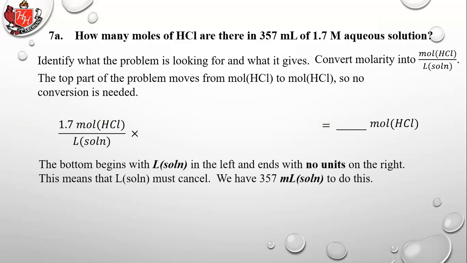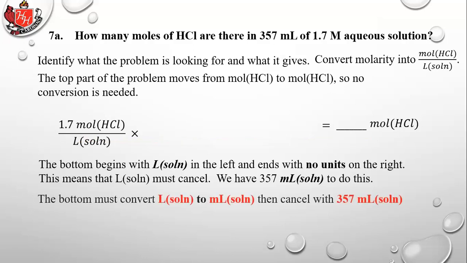Now interesting, the bottom part begins with liters of solution on the left and ends with no units on the right. You don't see a denominator in the final answer. That means that the liters of solution must cancel. So we have the 350 milliliters of solution up there in the problem to help us do that. So there it goes from liters of solution to nothing on the bottom. So the bottom must convert liters of solution to milliliters because that's what the 350 is in, and then cancel with the 350 milliliters of solution.